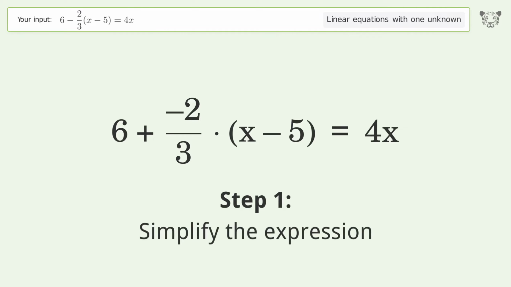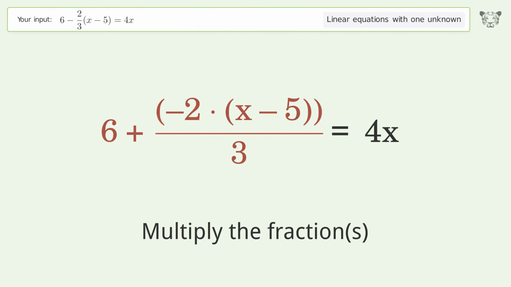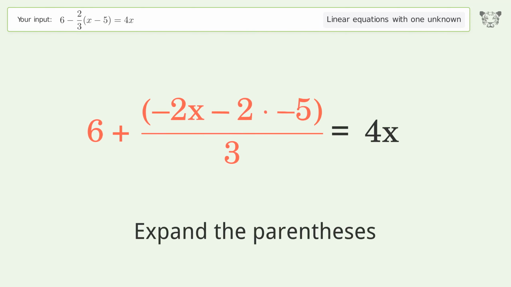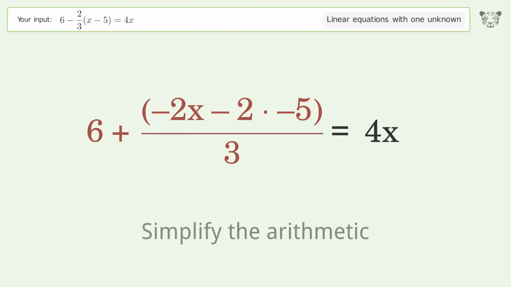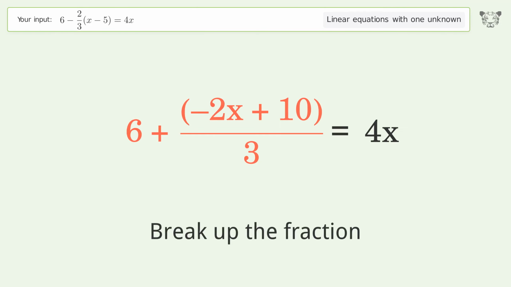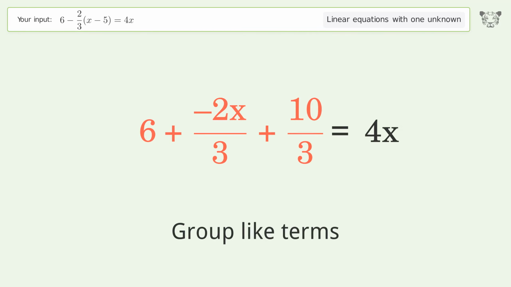Simplify the expression. Multiply the fractions. Expand the parentheses. Simplify the arithmetic. Break up the fraction. Group like terms.